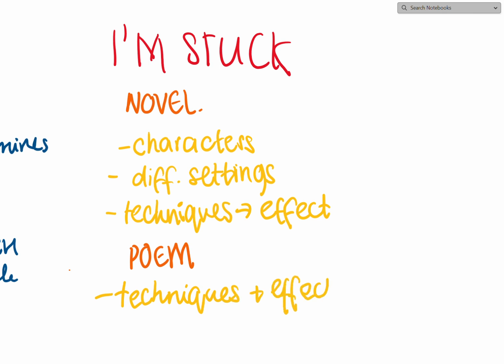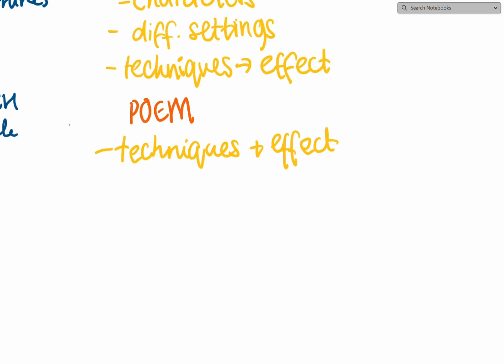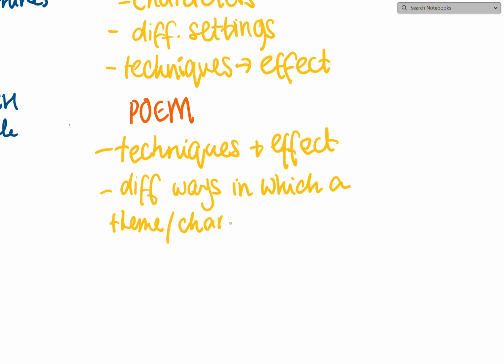Talk about the author uses metaphor to highlight rage, or the author uses enjambment to show the unraveling of thoughts, but you need an effect in there. And another one is like different ways in which a theme or character is presented. So what do I mean by this, right?